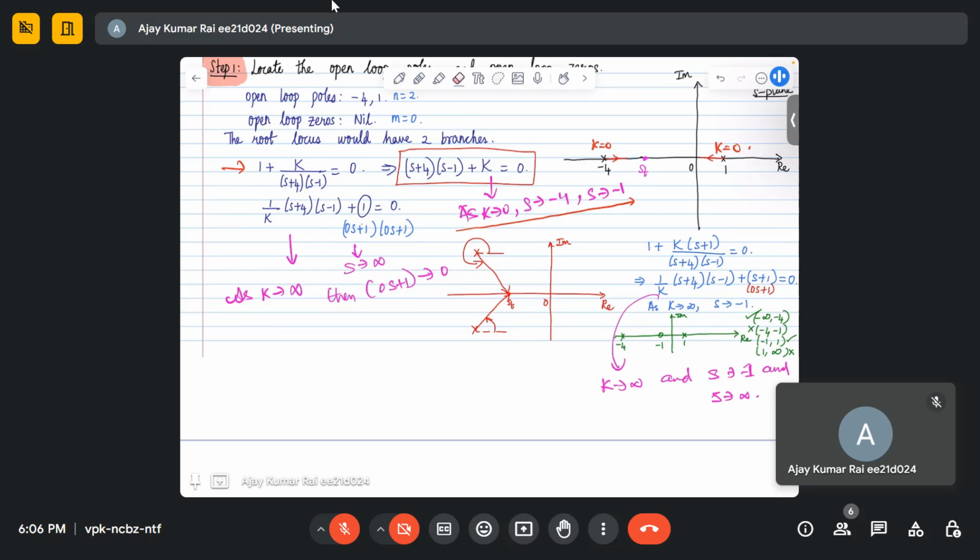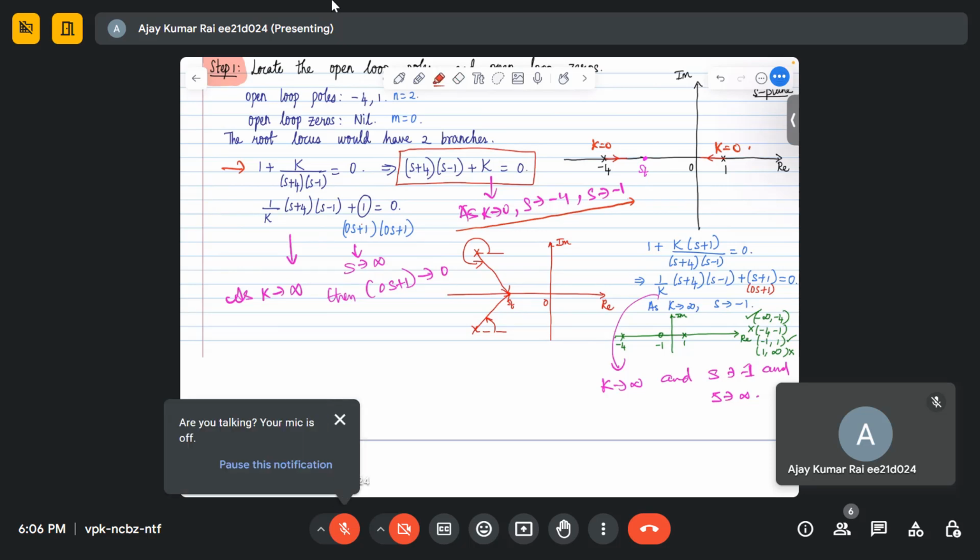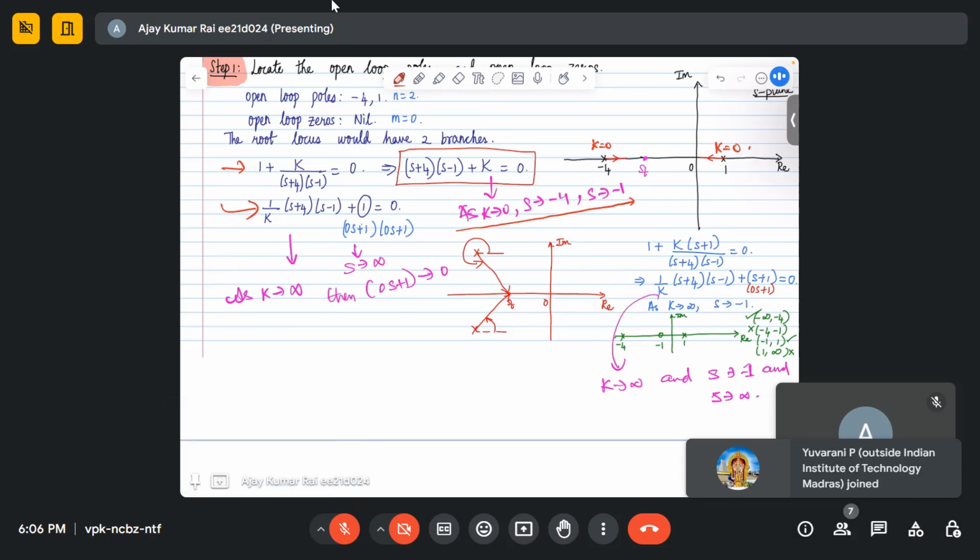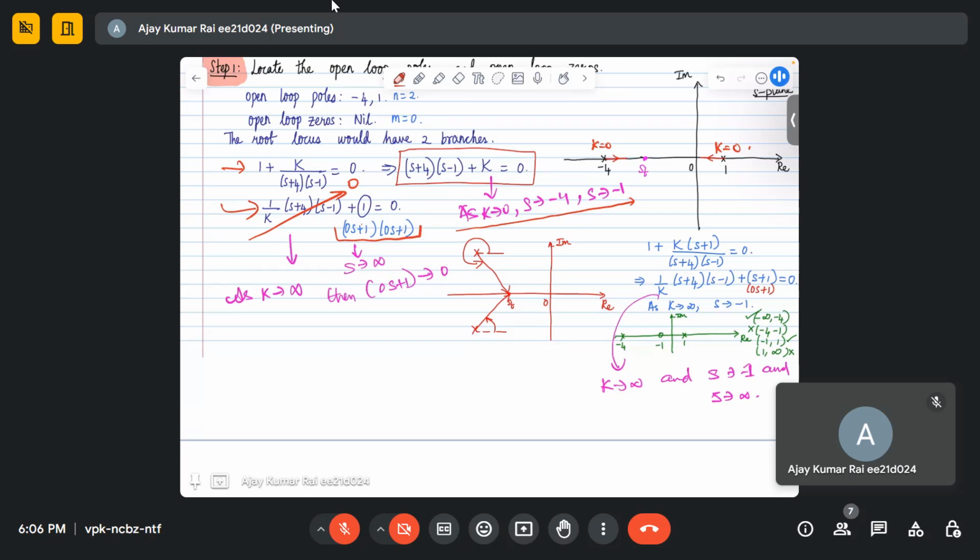How do we find what will happen when k tends to infinity? It is written in this form: (1/k)(s + 4)(s − 1) + (s + 1). So as k tends to infinity, the first term tends to 0 and we are left with s + 1. So when k tends to infinity, this term tends to 0, since they have written it like this, so that the whole term becomes 0.